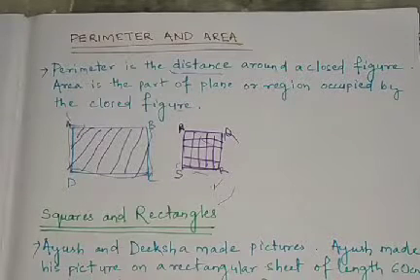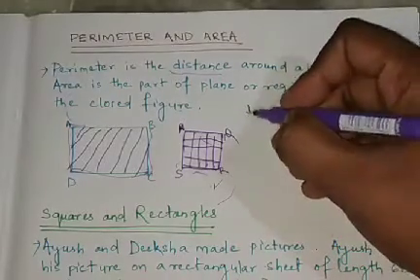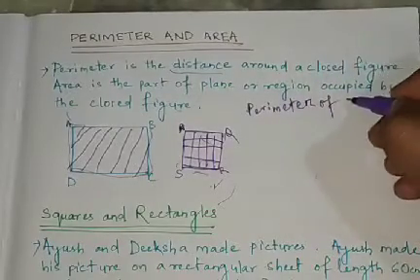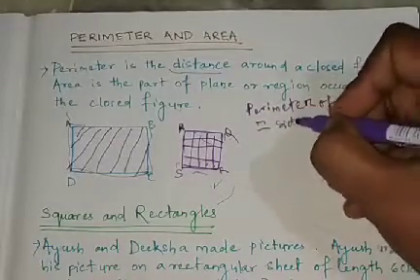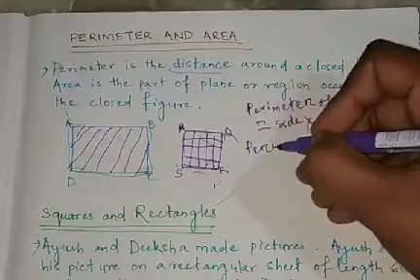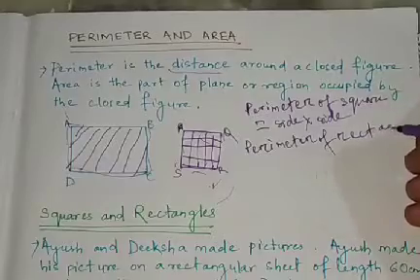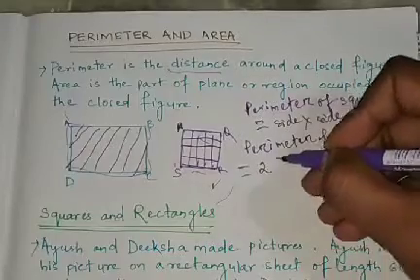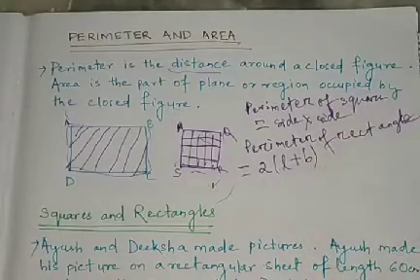We have seen different methods. The perimeter of a square, we have studied, is equal to 4 into side. Then the perimeter of a rectangle: what did we learn? We learnt that it is 2 times (L plus B), that is, 2 times (length plus breadth).